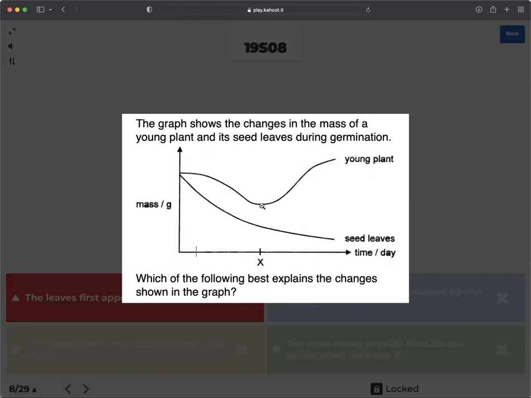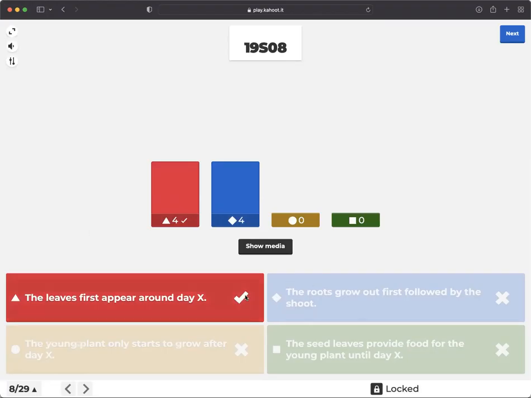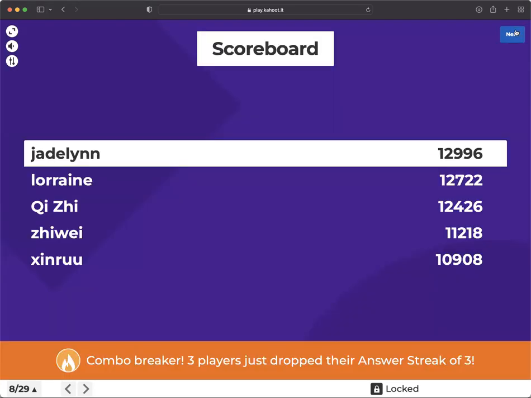So the keyword here is from the graph. So are you clear about why blue is wrong? Does everybody understand now? If you understand, give me a thumbs up. Thumbs up. Anyone? Xingru, Ziwei, Jaylin, how do you understand? Okay, next question.